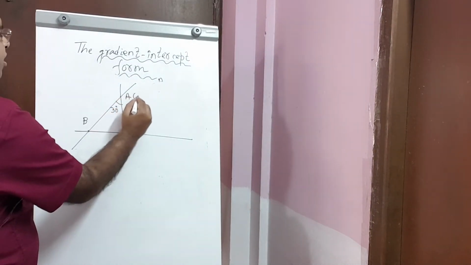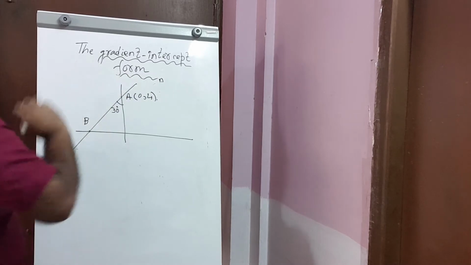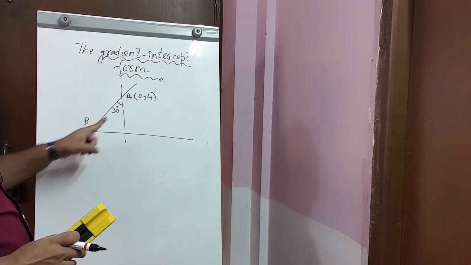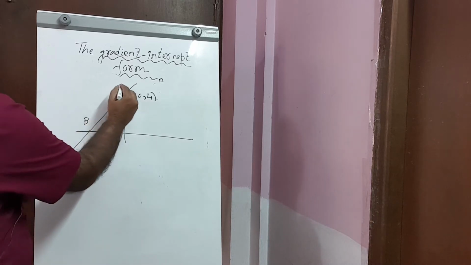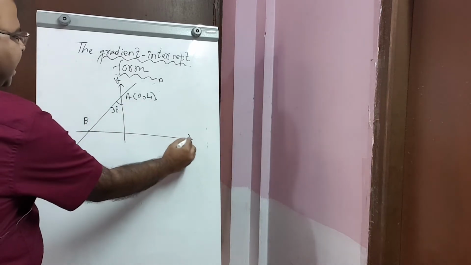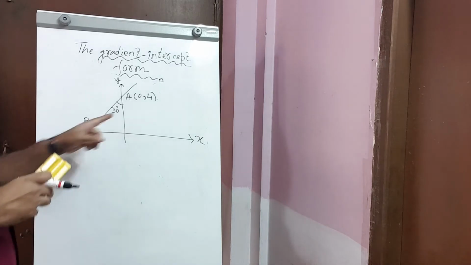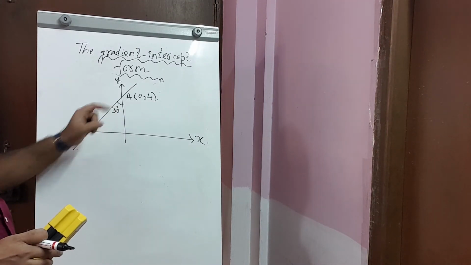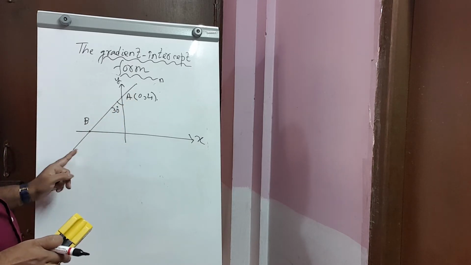And the coordinates of A are given to be (0, 4). So the question is, a line AB makes an angle of 30 degrees with the y-axis. Here is our y-axis. And it passes through the point (0, 4), making an angle of 30 degrees with the y-axis. So we have to find the equation of the line.